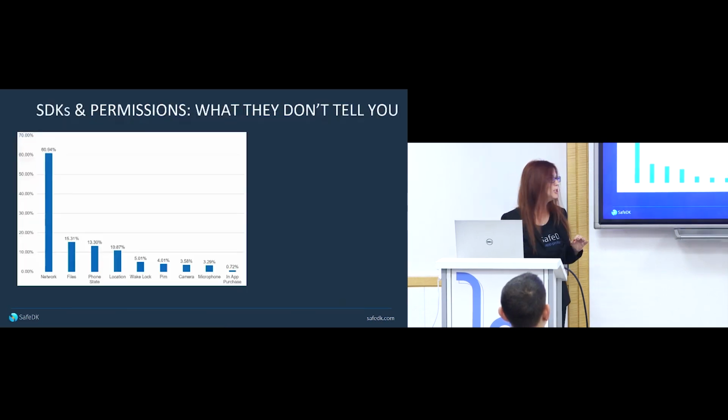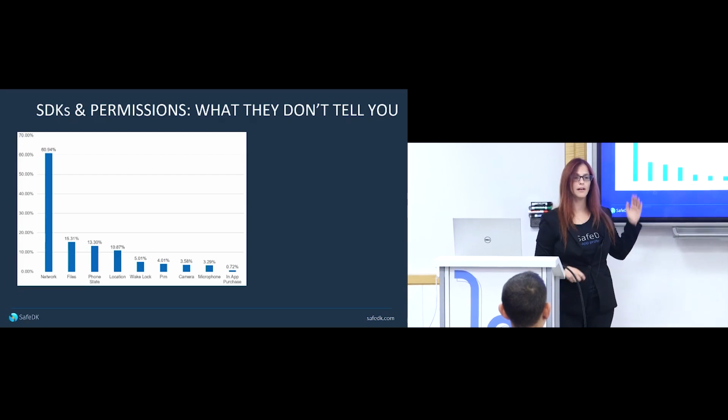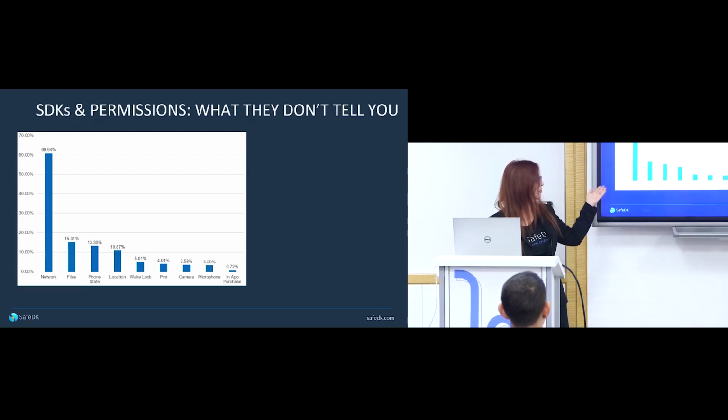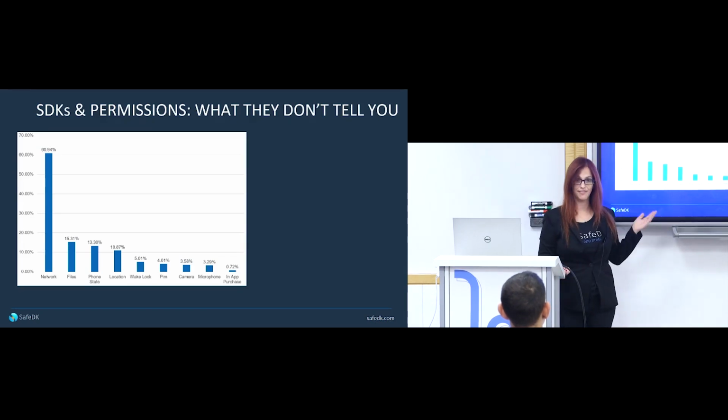A little bit more about permissions, again, from our data report. You can see here what are the permissions that the SDKs are actually publishing that they need. Of course, it's not a surprise that many of the SDKs are trying to access the network. I'm surprised it's not 100% of the SDKs, actually, and it's cool. 15% are trying to access the files of the users, and they're publishing it, so it's fine.